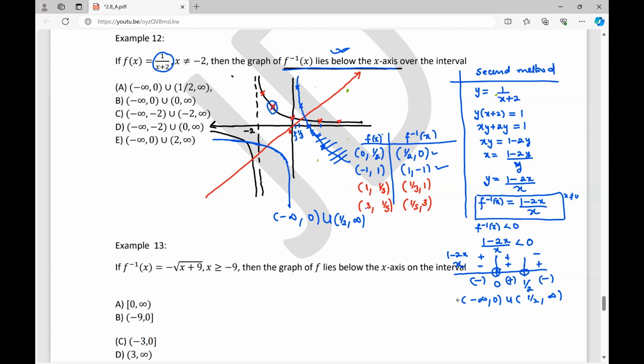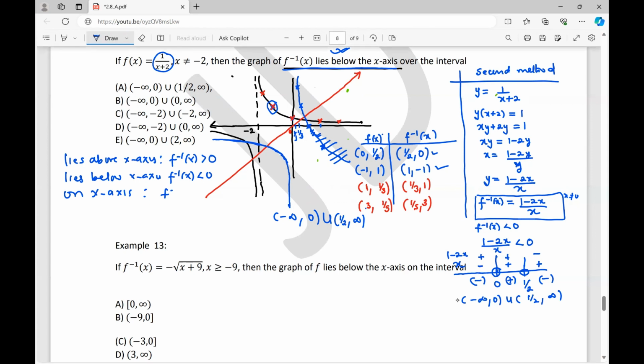Okay, so let me put it here. When you say lies above the x-axis, it means you should set your f inverse of x to be greater than 0. Lies below the x-axis, you should set your f inverse to be less than 0. On the x-axis, you should set your f inverse to be equal to 0.